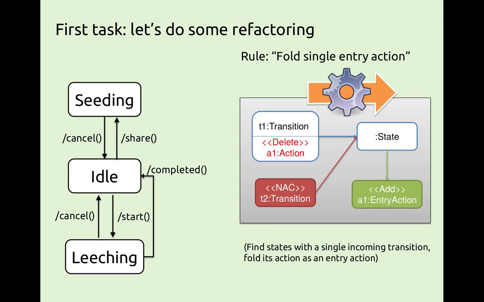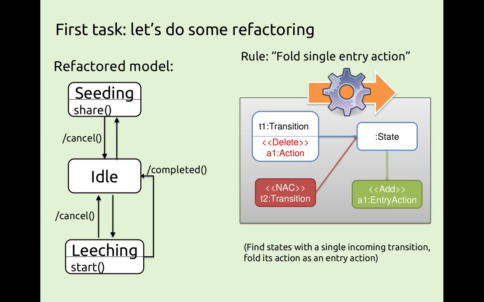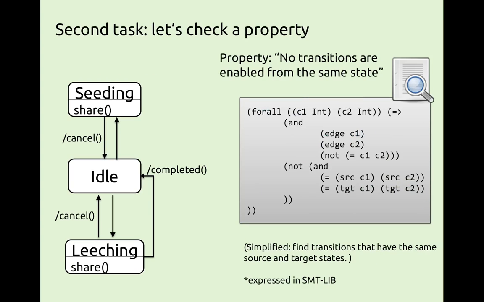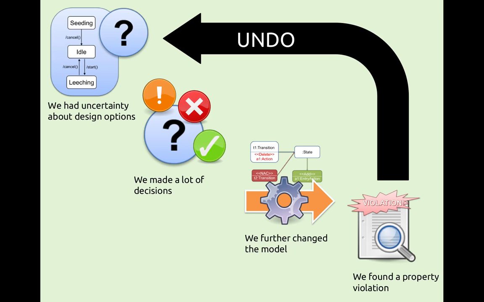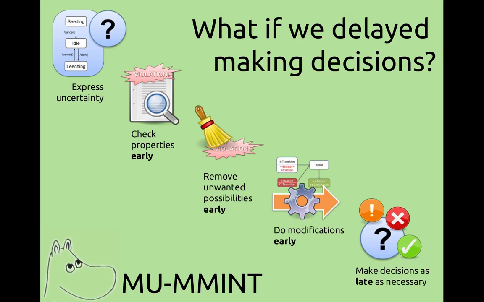During the development process, we might want to do tasks such as this simple refactoring that moves single-entry actions into the states. Finally, we're checking if the protocol we designed satisfies a certain property. For example, whether there are two transitions enabled from the same state. Oh no, the property failed, and now we have to undo all the work we've done. It would be much better if we could check the property as early as possible, even before making design decisions.